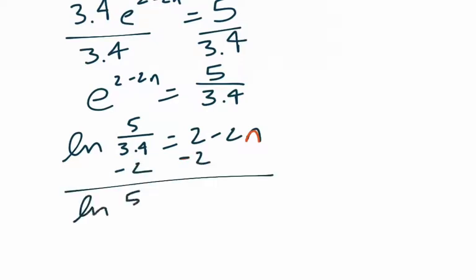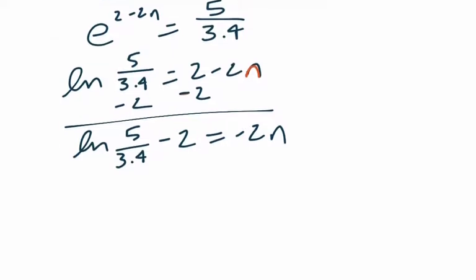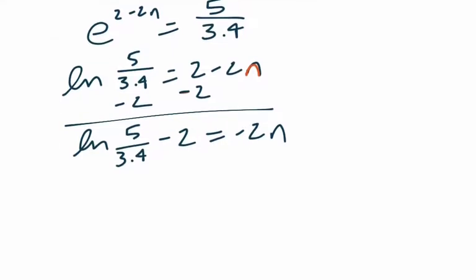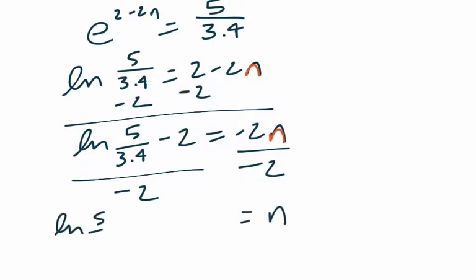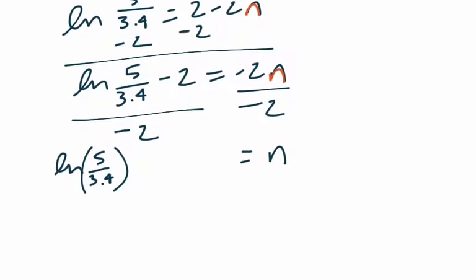So I have ln of 5 over 3.4 minus 2 is equal to negative 2n. And again, I'm trying to solve for this n. So I'm going to divide by negative 2. Now you should be using your calculator in order to do this. I'm going to have ln of 5 over 3.4. And be super careful, when you press the ln button, it's going to open a parentheses, so you'll want to close it, and then you want to subtract 2.